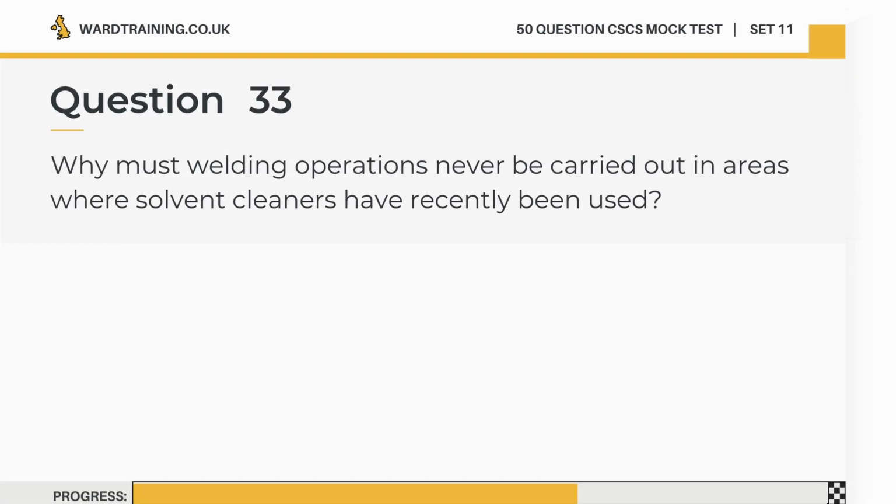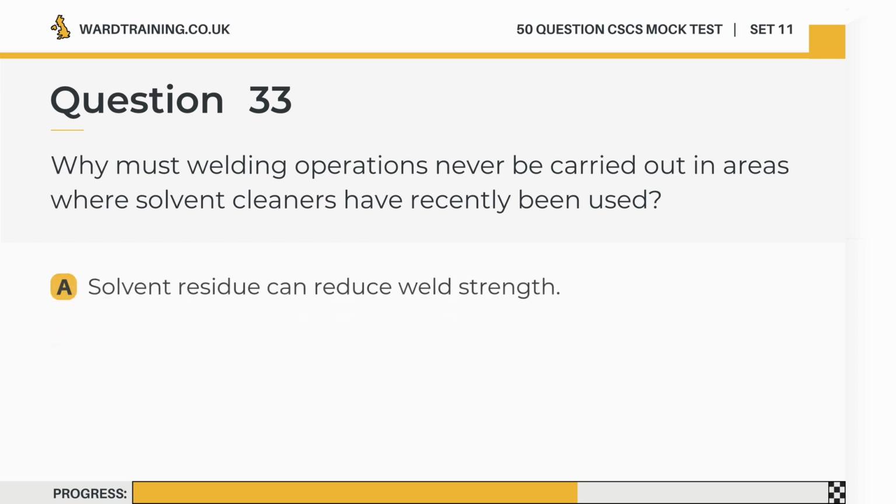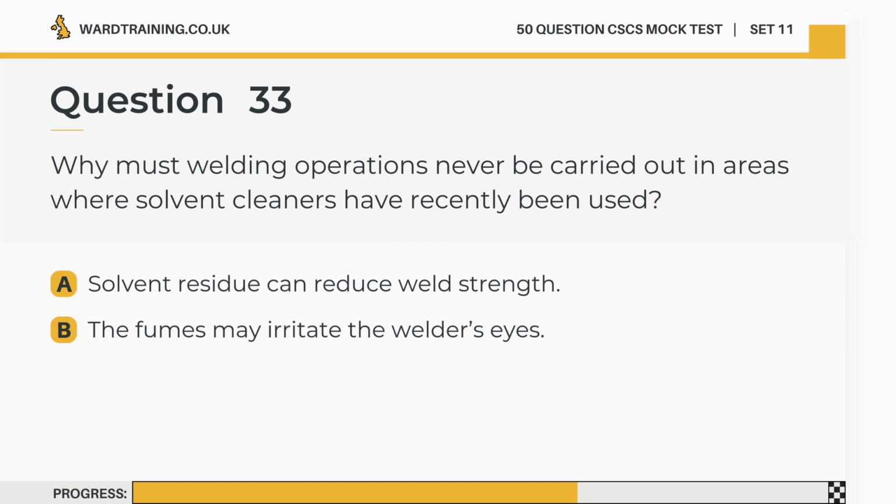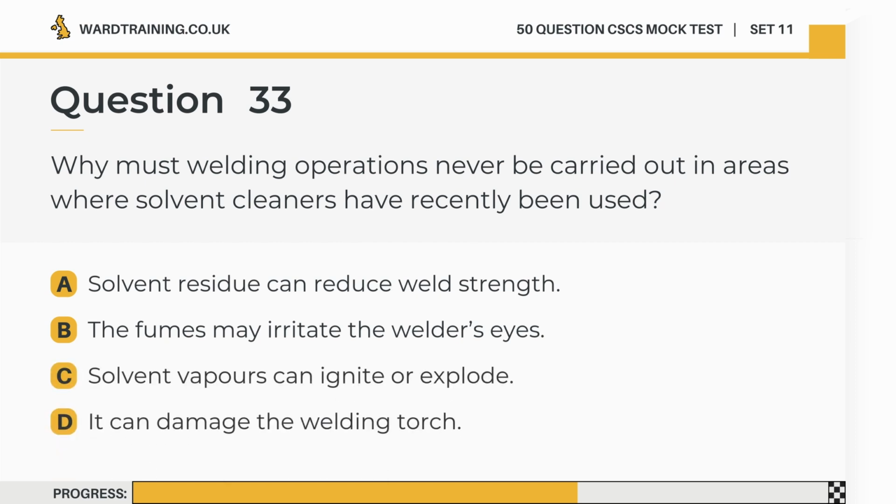Question 33. Why must welding operations never be carried out in areas where solvent cleaners have recently been used? A. Solvent residue can reduce weld strength. B. The fumes may irritate the welder's eyes. C. Solvent vapors can ignite or explode. D. It can damage the welding torch.